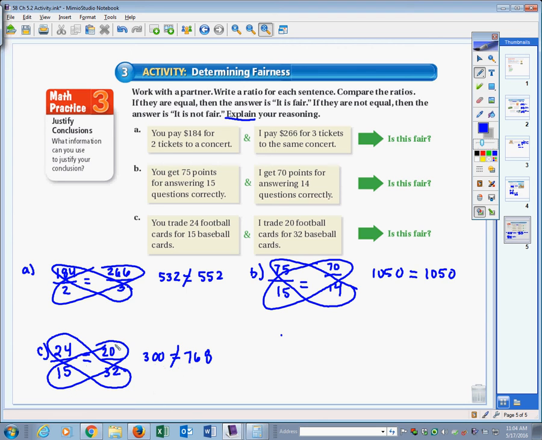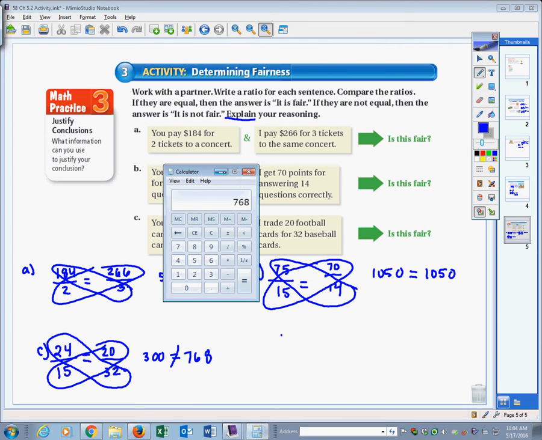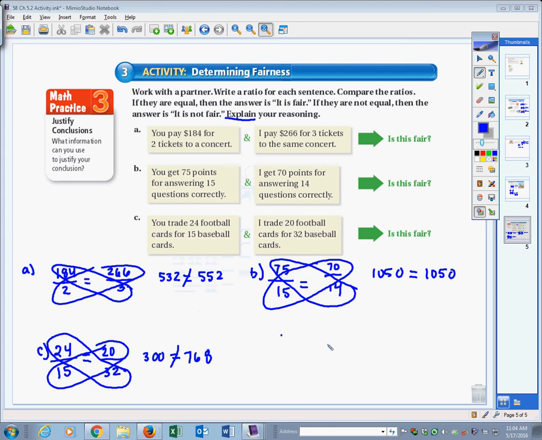No. I think this guy's unit rate is a little different. So we can check also by checking unit rate. 24 divided by 15 gives me 1.6 per trading card. And 20 divided by 32 gives me 0.6. So you're paying less. You're getting less for the second situation. Less per trading card. Any questions?